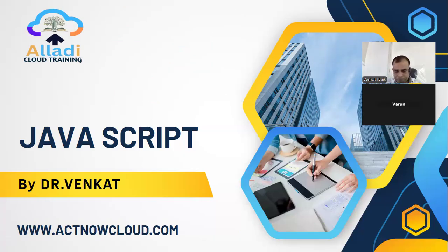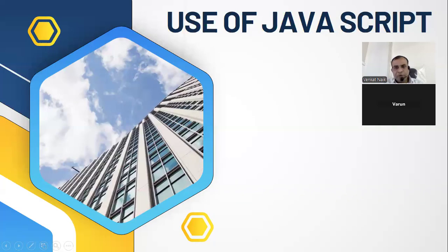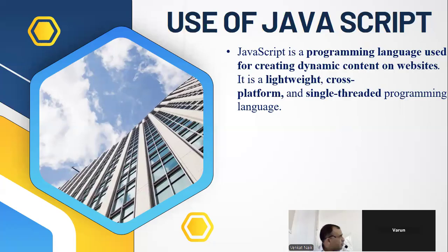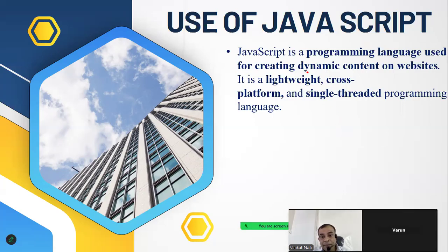Right. Now, let's go ahead a little. What is the use of JavaScript? JavaScript is basically a programming language. It is used for creating dynamic content. Static content is different, dynamic content is different. What does it mean? Static content means a web application has its content completely static. Static means fixed. Are you clear?